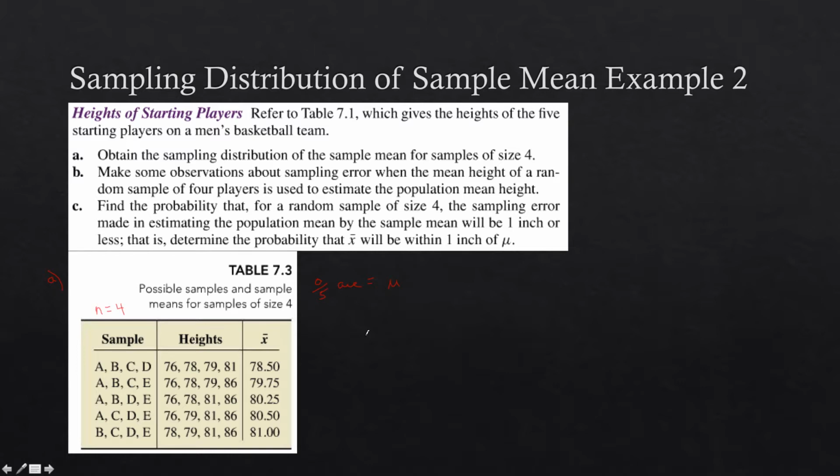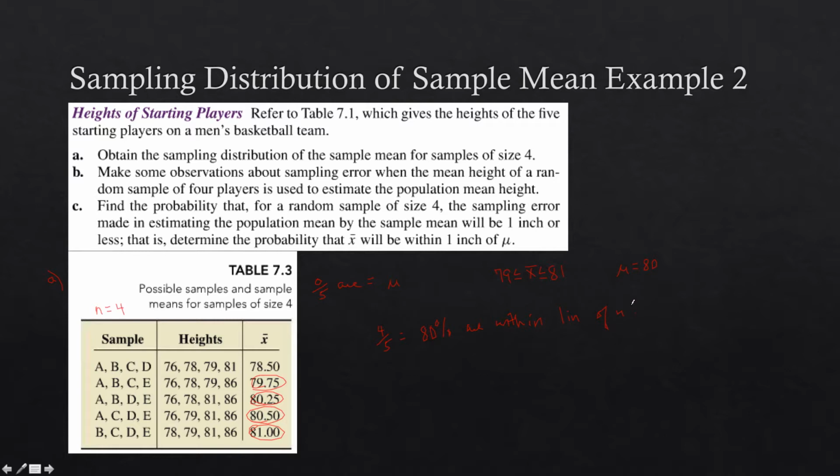So letter C. What's the probability that we're within 1 inch of it? So again, what is the probability that we are within 1 inch, so from 79 to 81, of the population mean. And remember, the population mean was 80. So we have 1, 2, 3, 4. So 4 out of the 5 are within that 1 inch. So 4 out of 5, or 80%, are within 1 inch of the mean.